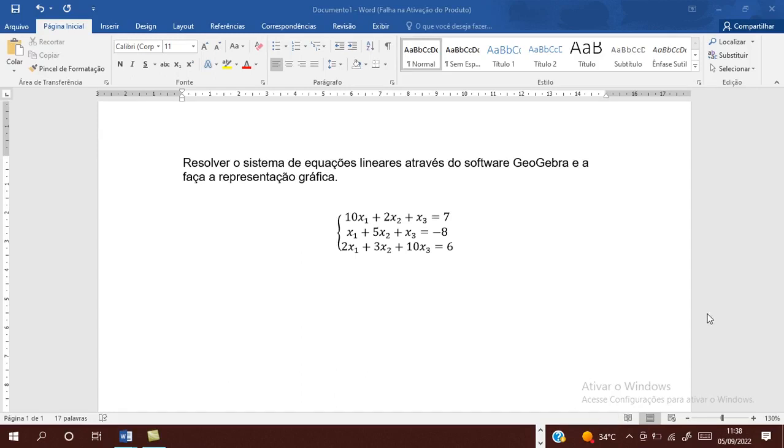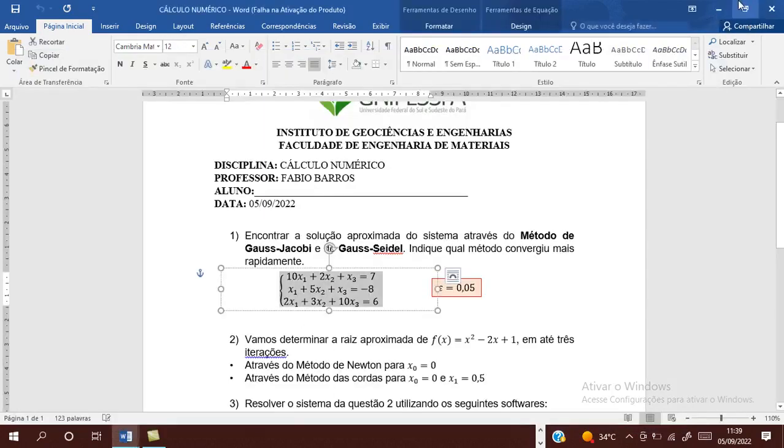As this is a 3x3 system, its graphical representation will be in 3D. Each equation of this system represents a plane. It has plane 1, plane 2, and plane 3. Let's go then.